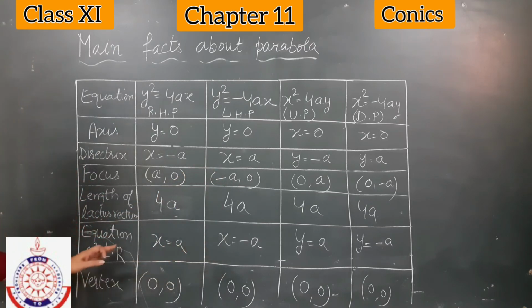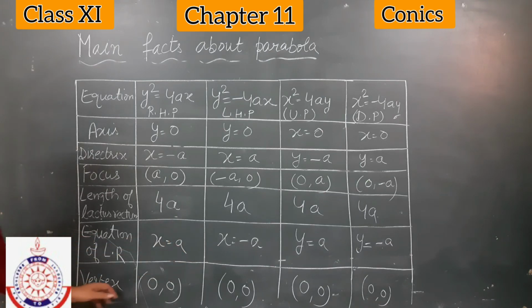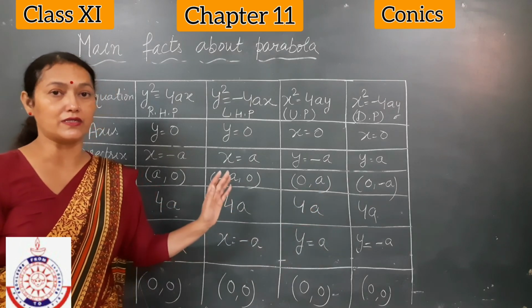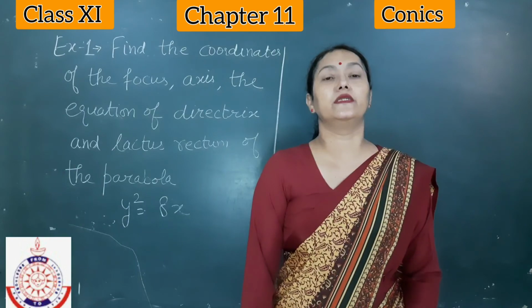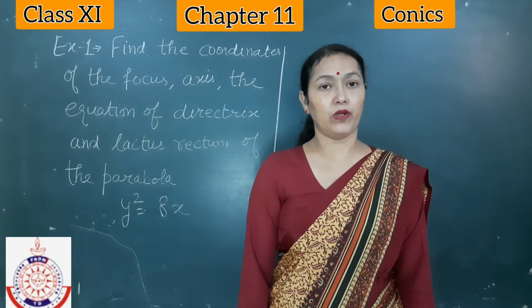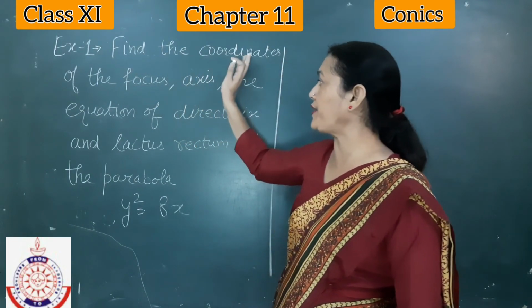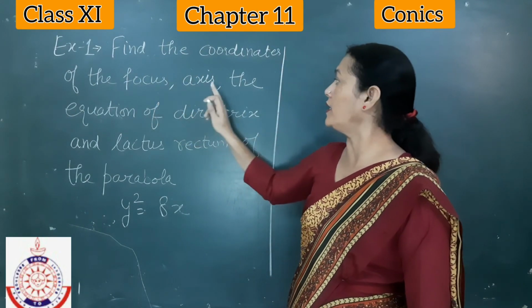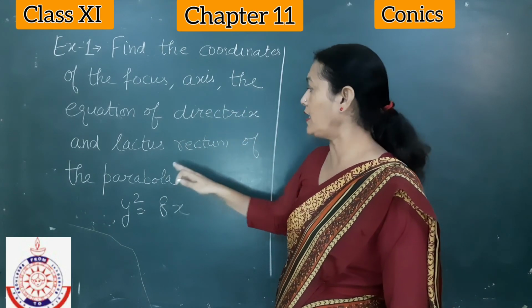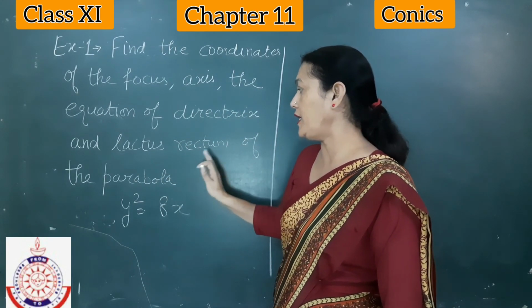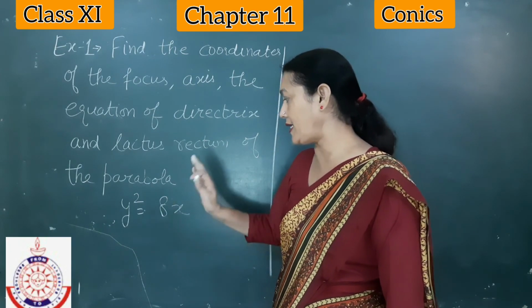So equation of this latus rectum would be x equals a in this case, and vertex will be (0, 0) for all the cases. So these are the facts that you have to learn. Now let us do some examples based on parabola. First case, they are saying find the coordinates of the focus, axis, the equation of the directrix, and equation of latus rectum, if the equation of the parabola they have given is y square equals 8x.